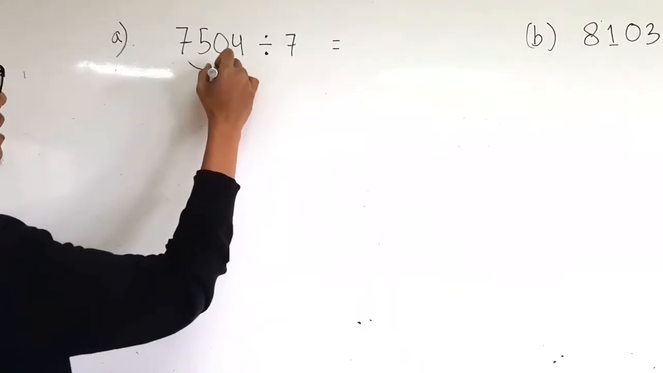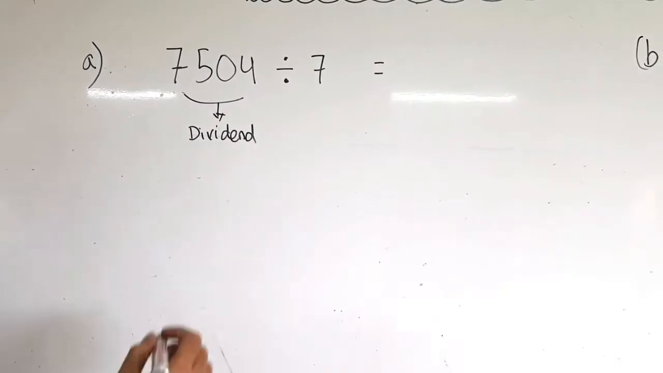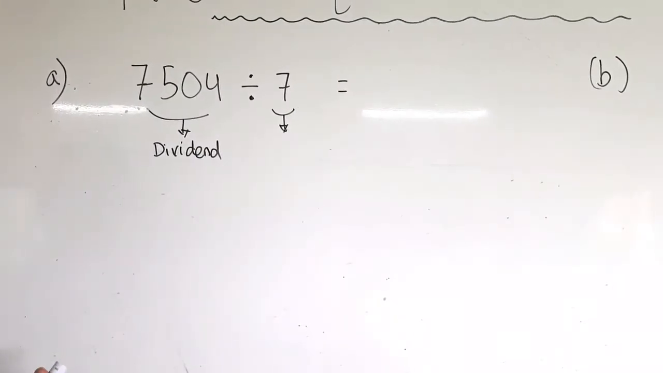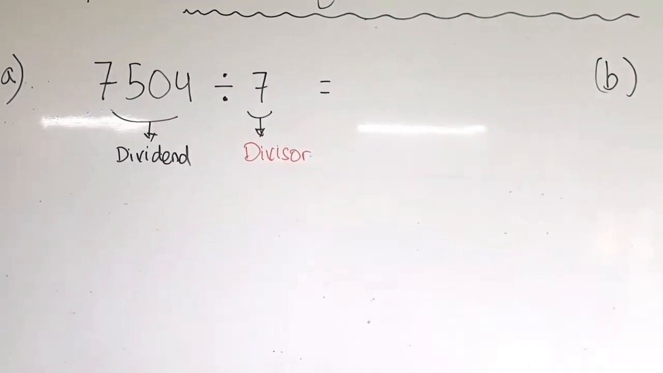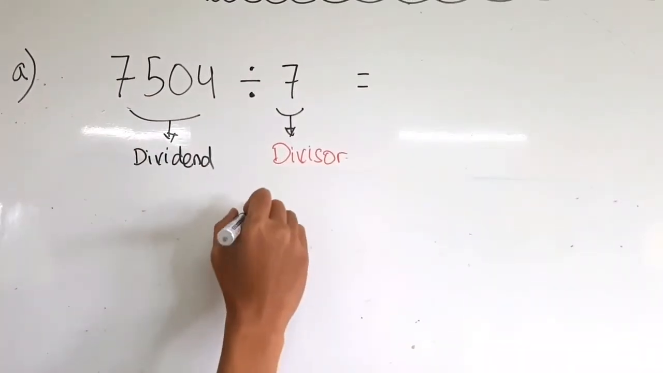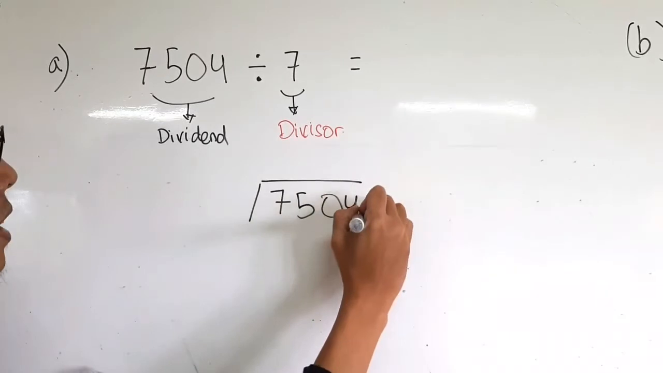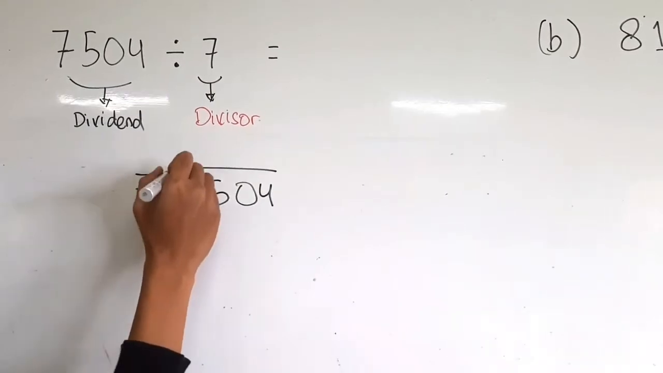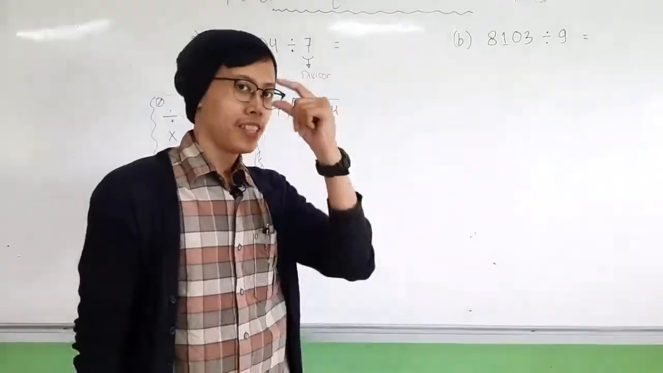Now, let's do it. We have to know first, this is the dividend. Okay, dividend. And after the symbol of division, this will be the divisor. And you know, in a long division method, we need to put the dividend inside the bracket, 7,504. And we put the divisor outside. Okay. First, let's recall the methods how to do long division. Let's check it out.